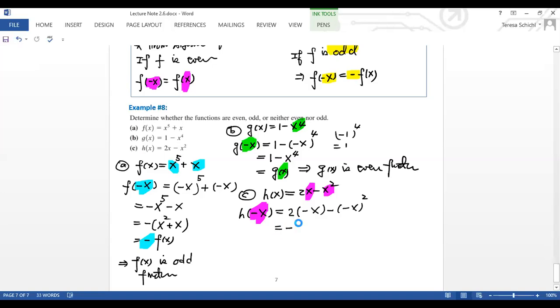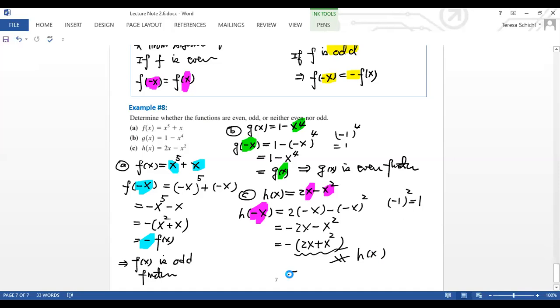So here this is negative 2x. Then negative x squared: negative 1 to an even power, what is it going to be? Positive 1. So the whole term becomes minus x squared. Now let's see if we can factor the negative out. So this is negative 2x minus x squared. Too bad, this is not equal to h(x), because h(x) is 2x minus x squared. So this is not equal to h(x).